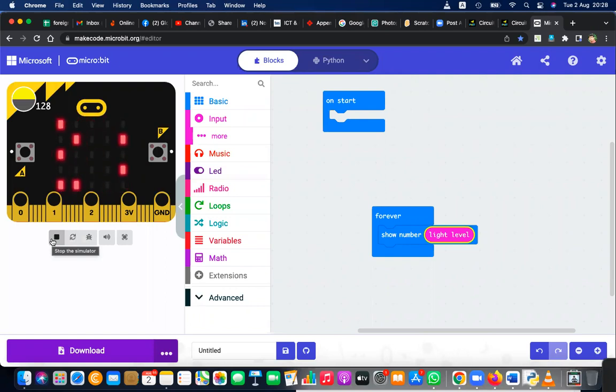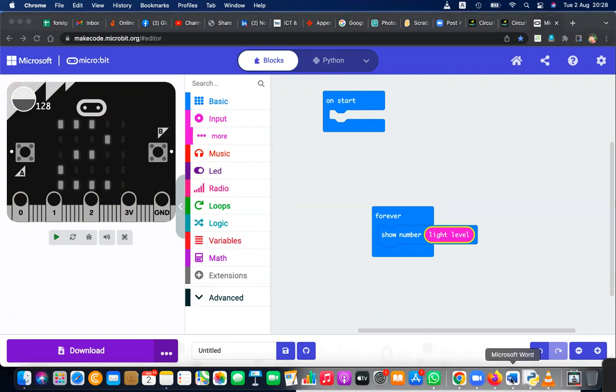You can see this is 128, that is the light level. Similarly, you can input different things. These are the values read by the sensors. Okay, then let's move to the next part.